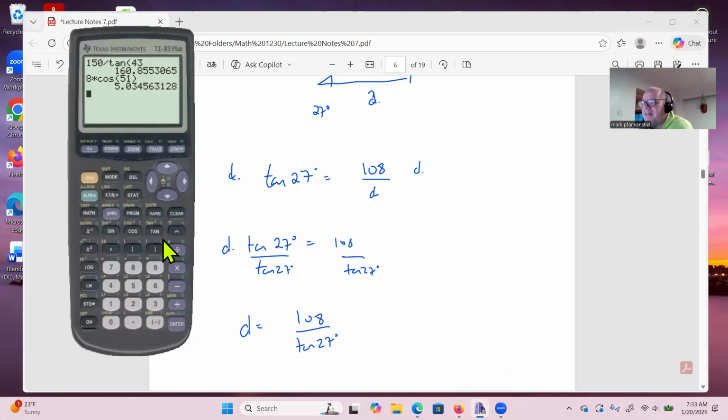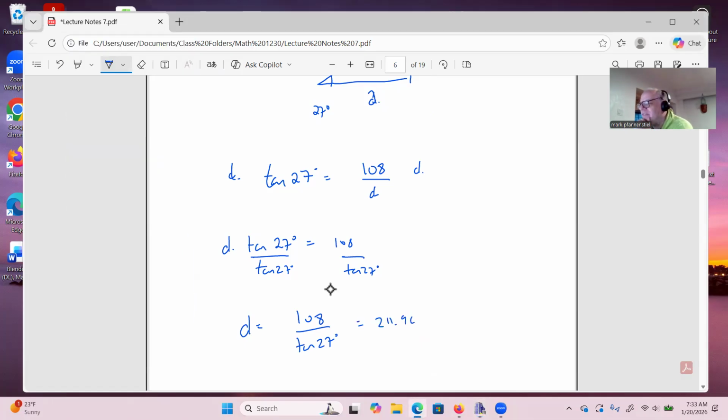All right. Let's see here. We have 108 divided by tangent of 27 degrees. We're still in degrees. You don't have to do that in parentheses, I just like to. And we end up with 211.96. We're going to round it. That's going to be 212 feet away. Right? And that's going to be our answer. All right.